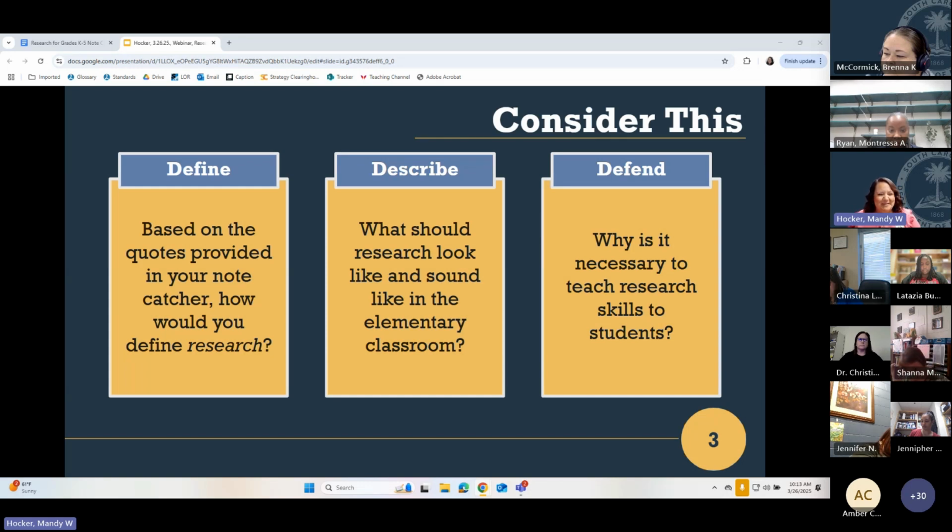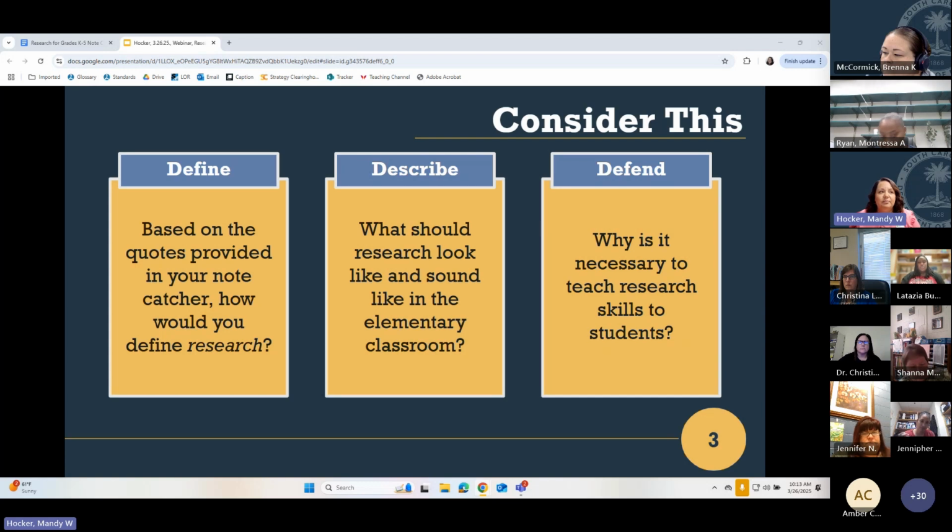Now, here is where we're going to be using the quotes. On box 3 of your note catcher, you'll notice an extensive list of quotes related to research. Now, these quotes represent a variety of audiences and perspectives. Some of these quotes are even from our ELA standards document in the explanation of strand section. What we'd like for you to do now in box 3 of your note catcher is read the quotes, see what you agree with, see what you don't, and then write how you would define research.